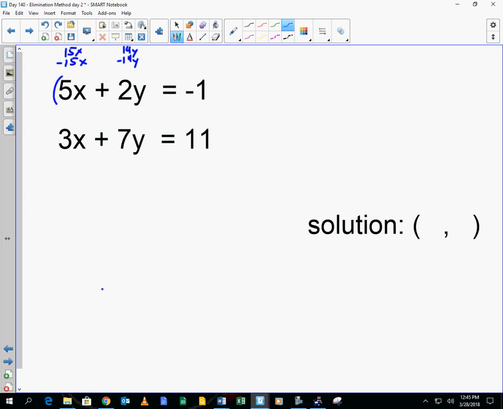So you tell me, if I wanted to create a 15x, what would I multiply the top through by? 3. If I wanted to create a negative 15x, what do I multiply the bottom through by? Negative 5. So notice we always want one to be positive, one to be negative. So it's not just that you can multiply one equation, you can multiply both of them. We multiply by 5 or by 3. 3 times 5x is plus 3 times 2y. 3 times negative 1.